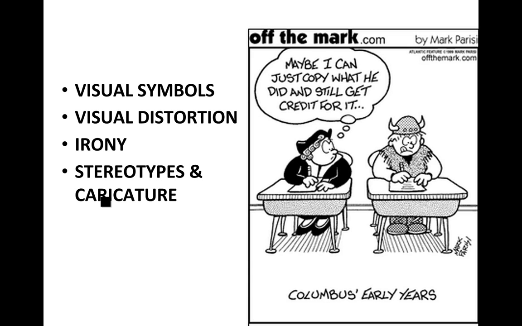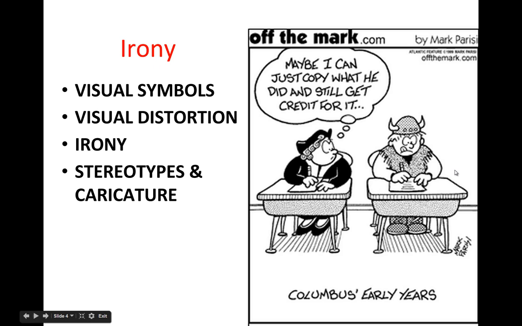What I hope that you would get here is the idea that this is an example of irony. We should understand that there is a joke here, and it's a little bit funny. Columbus is cheating off of the Viking. In his early years as a kid, he would copy off somebody else's work, and the irony of it is that maybe I could just copy what he did and still get credit for it, because it's mocking the idea that we give Columbus credit for the discovery of the New World. So, great example of irony.